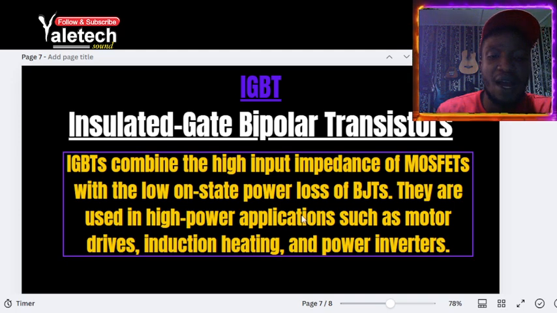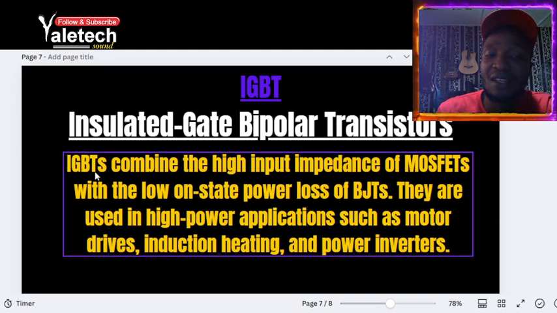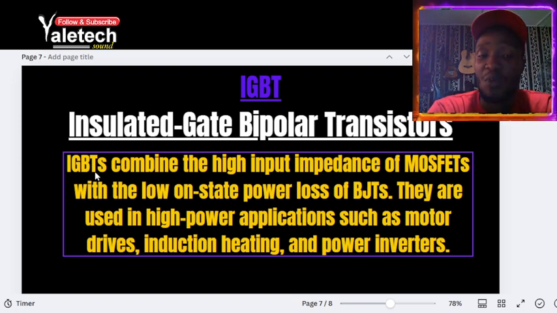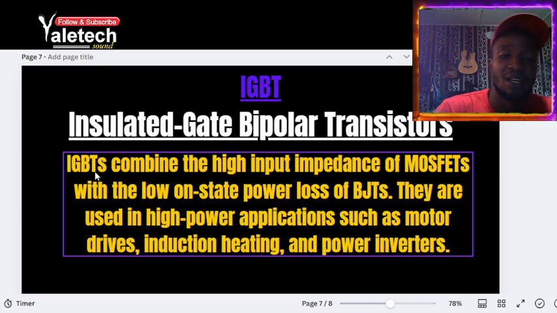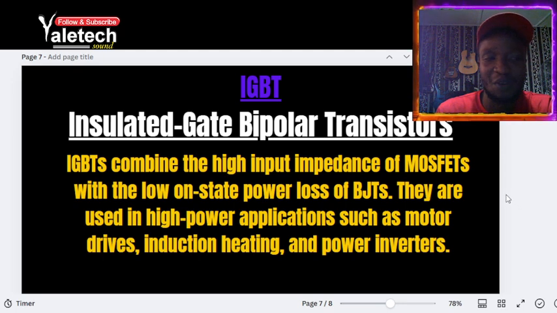Now, using high amplification, just look at where they are used. The IGBT, combining the two characteristics, has dealt with the high input impedance issue and the low power loss, it has fixed the two together. So it now has the capability of being used in motor drives, induction heating, and high-power inverters. You can see it's a very, very good one. When you look at your inverter, they use more IGBT because they have more power and deal with low power loss.